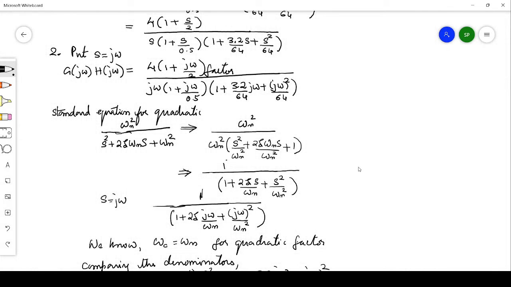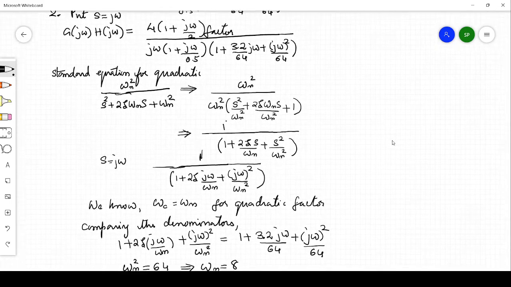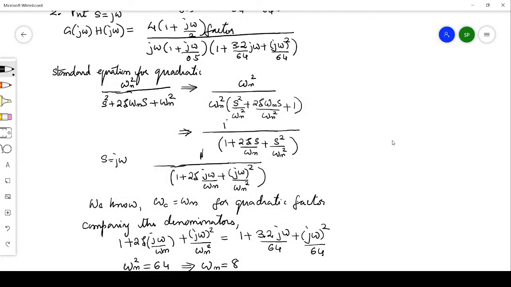Now you are familiar with how to find the corner frequency for a first order factor, but what about the second order factor, or the quadratic factor? In this case, we know the standard second order transfer function is of the form omega n square divided by s square plus 2 zeta omega n s plus omega n square. This is our standard second order transfer function.